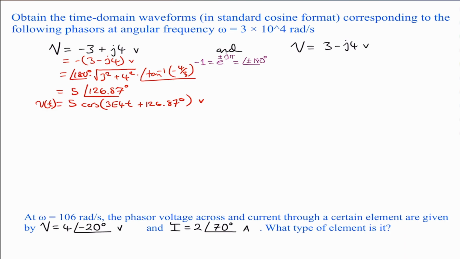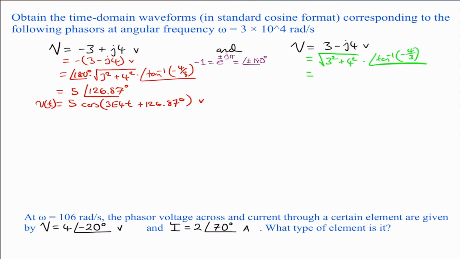We then go ahead and do the following. For this one, we already have the real part as a positive number, so we can just go ahead and take the magnitude, the square root of 3 squared plus 4 squared, times the angle, and we still use our inverse tangent, and this would be negative 4/3.